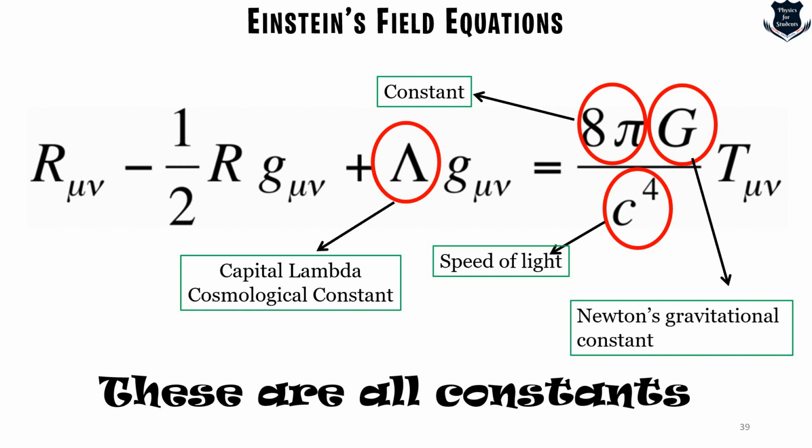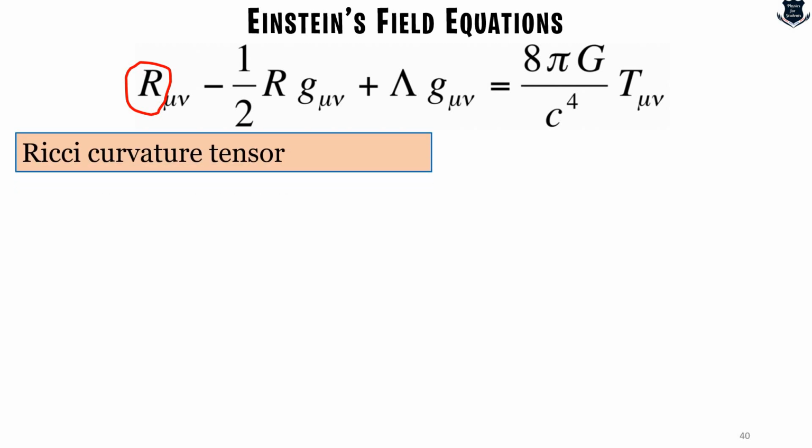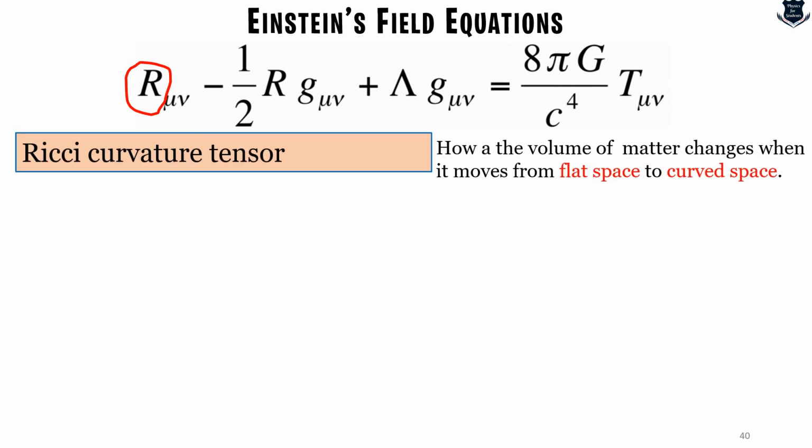But the constants are always constant. They really never bother our life. What bothers are the variables. Let us look into what the variables of Einstein's field equation are. First, I would start with R, which is called the Ricci curvature tensor.